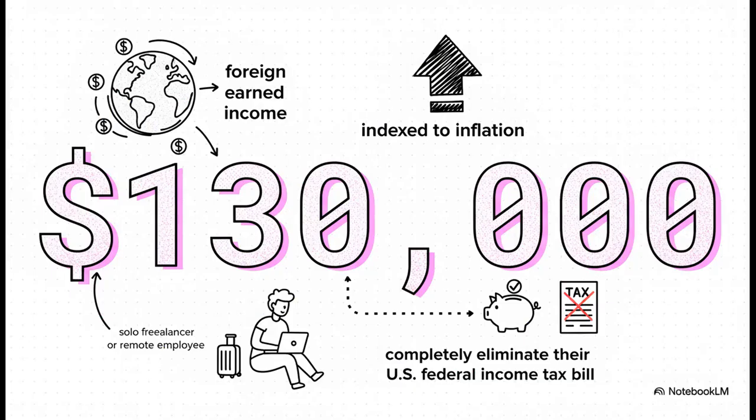And this is why the FEIE is such a game changer. For the 2025 tax year, you can exclude up to $130,000. That number goes up a little almost every year with inflation. I mean, think about it. For a freelancer or remote employee earning under that amount, the FEIE can literally wipe out their entire U.S. federal income tax bill. It's huge.